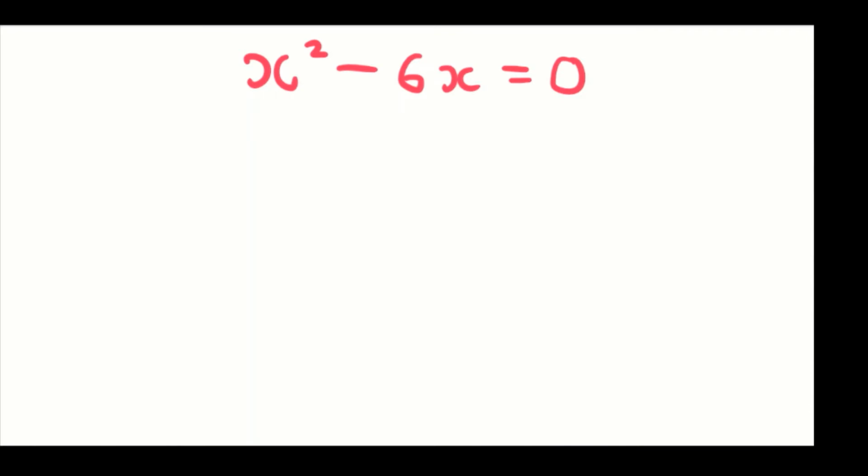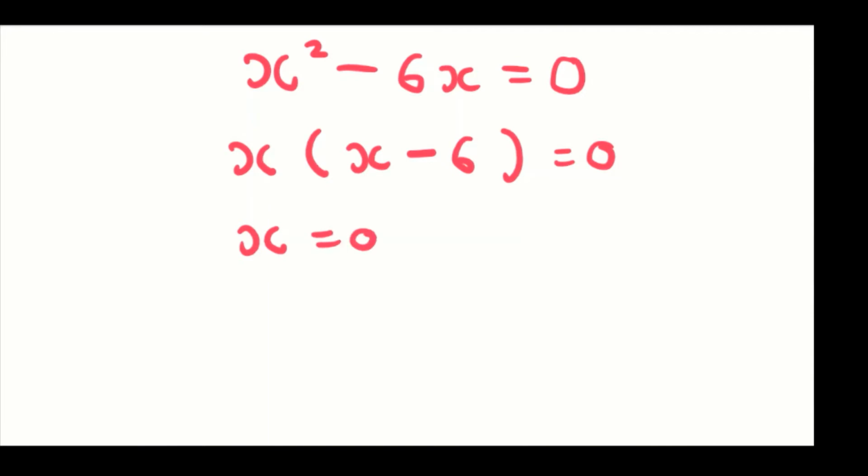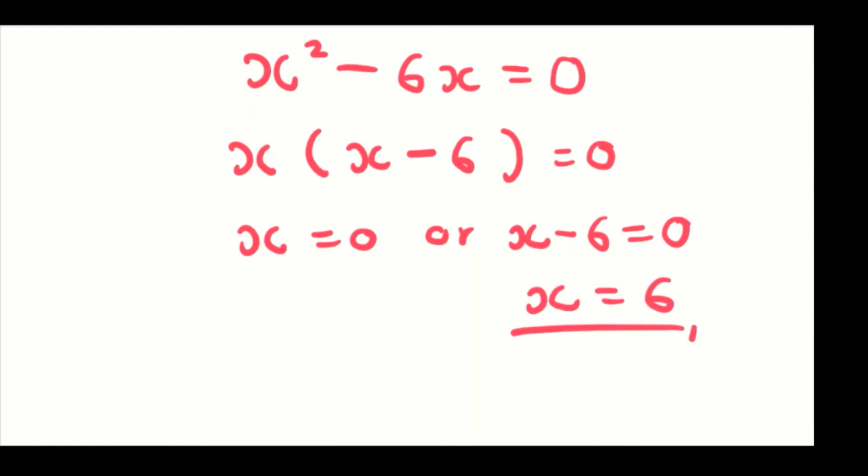So the first step is to factorize. We're going to factor out the x, and then we have x times (x minus 6) being equal to 0. Then x will be equal to 0, or x minus 6 will be equal to 0, and therefore x is equal to 6 from this side. And then we have x being equal to 0. So these are our solutions of x for this problem.